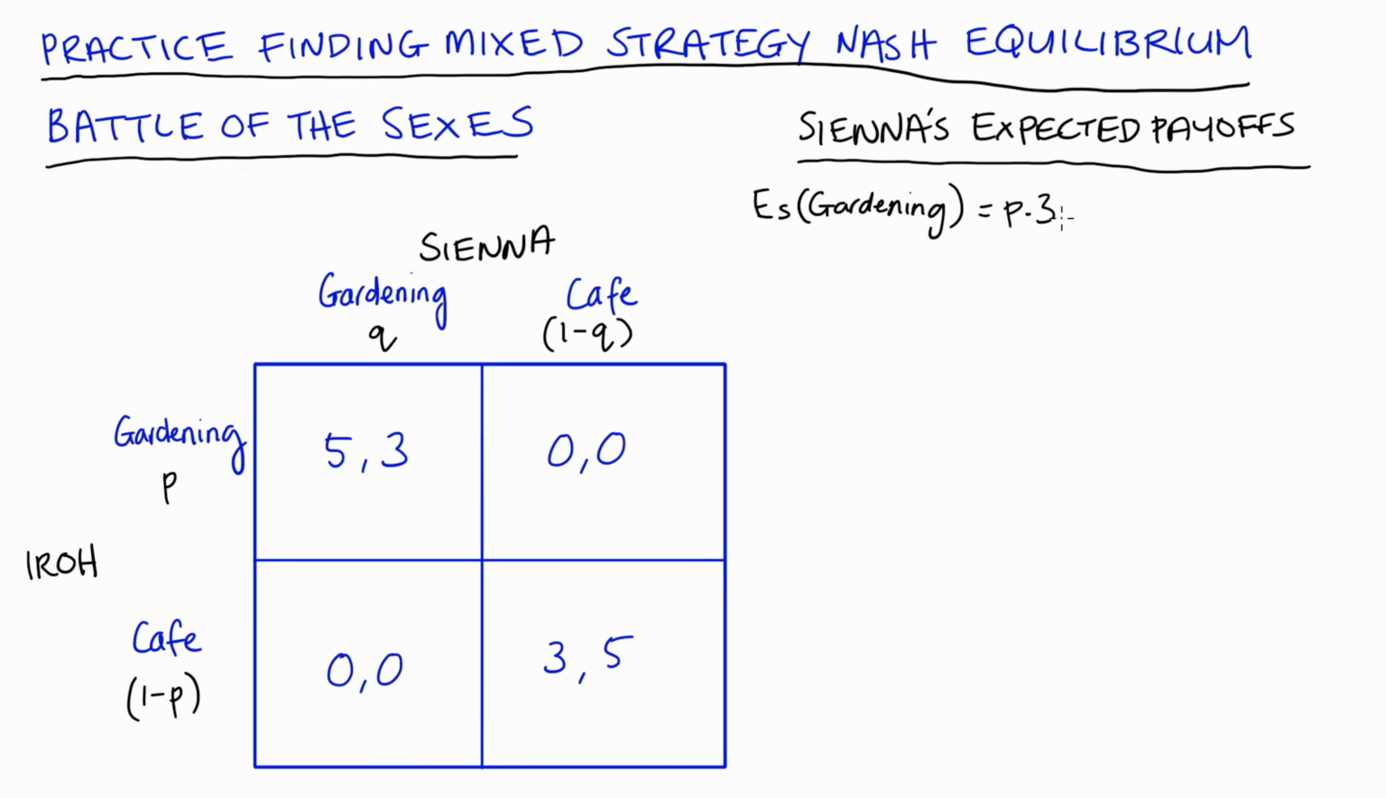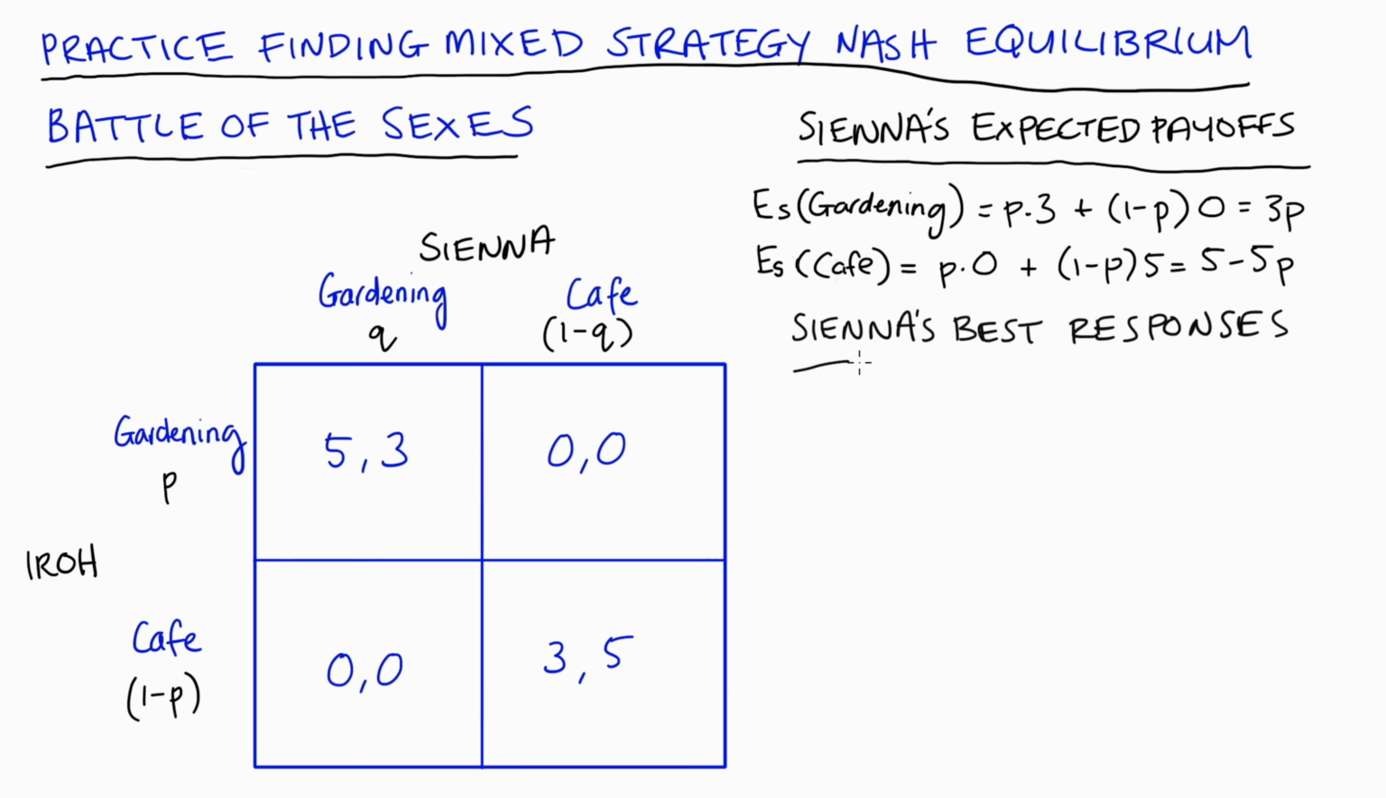and Sienna will get a payoff of 3. So we get P times 3, and with probability 1 minus P, Iroh will play cafe and Sienna will get 0. So this expectation simplifies to 3P. Let's think about Sienna's expected payoff of playing cafe then. We'll be on that next column, the second column, and with probability P, Iroh will play gardening and Sienna will get 0. And with probability 1 minus P, Iroh will play cafe and Sienna will get 5. So this simplifies to 5 minus 5P.